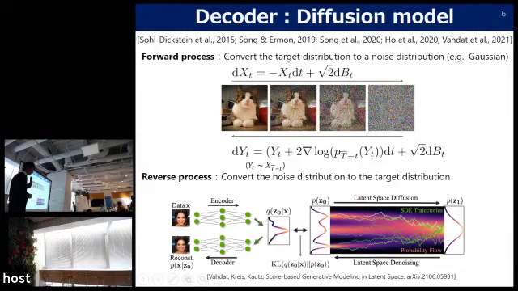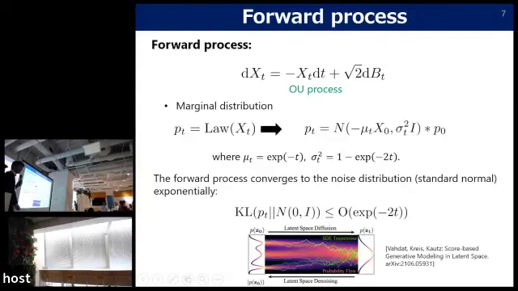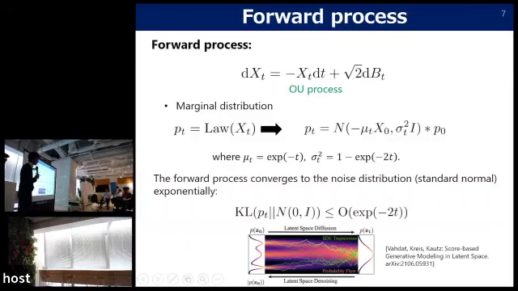I want to explain a little more detail about the model. The forward process is basically given by this OU process, the Ornstein-Uhlenbeck process. This is not the only choice; there are many other variants, but this is the simplest setting. The good point of this OU process is that we have an explicit form of the marginal distribution. Let P_t be the distribution of X_t, the marginal distribution. Then we can show that P_t is given by a convolution of a Gaussian distribution and the initial distribution P_0, which is what we want to generate from. Moreover, there is an explicit form of the mean and variance of this Gaussian distribution.